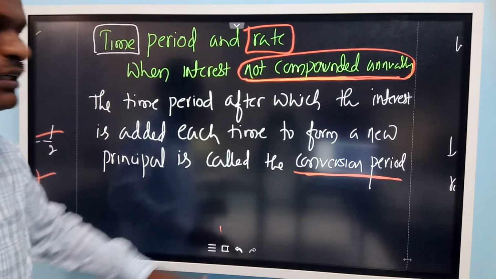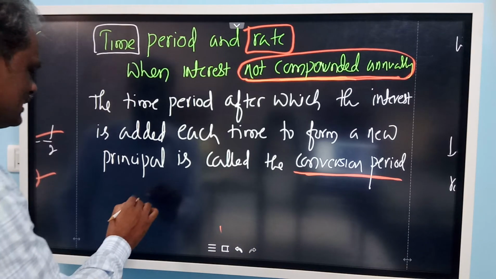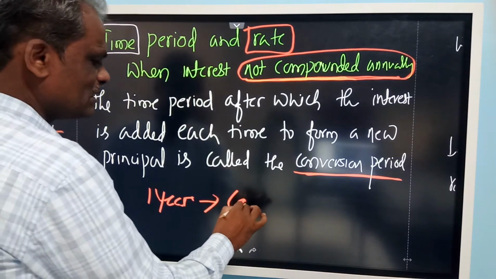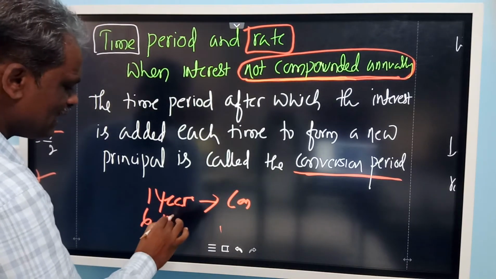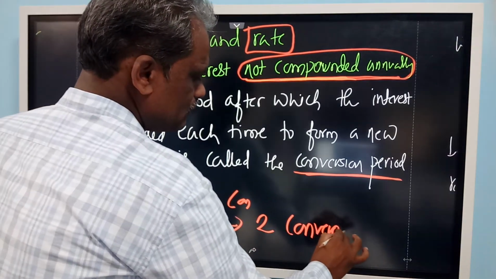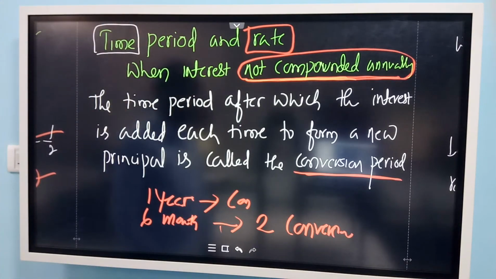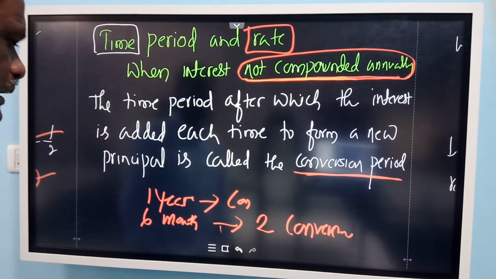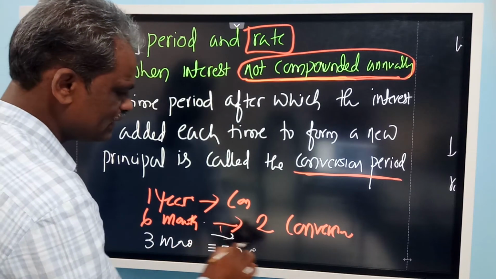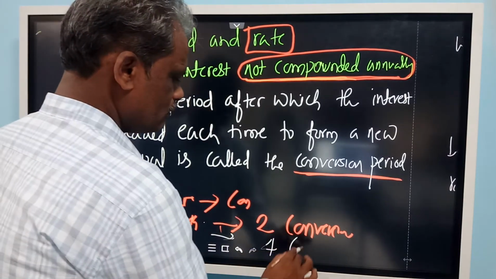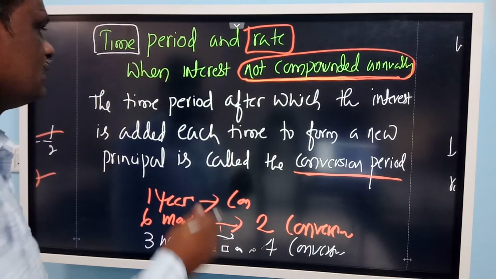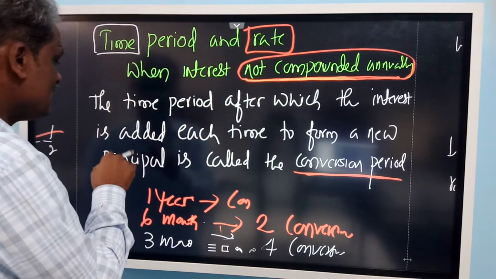When you calculate the interest, sometimes we calculate at the end of 1 year. That is called a 1 year conversion period. Suppose every 6 months we calculate, there will be 2 conversion periods. How many conversion periods in a year? 2, because of 6 months. If I calculate for every 3 months, how many conversion periods will we get? 4 conversion periods.